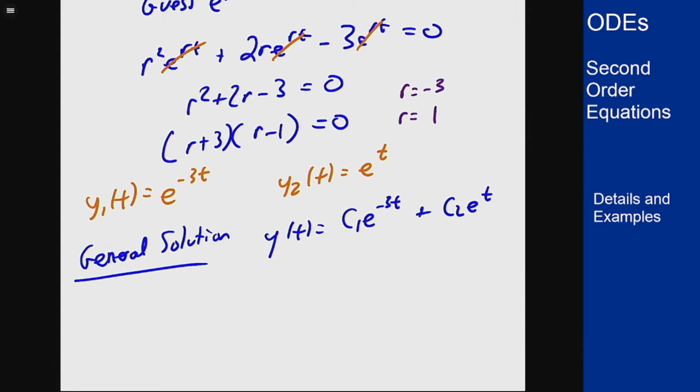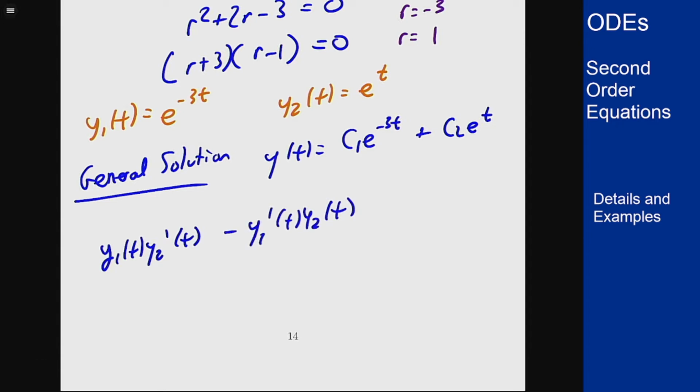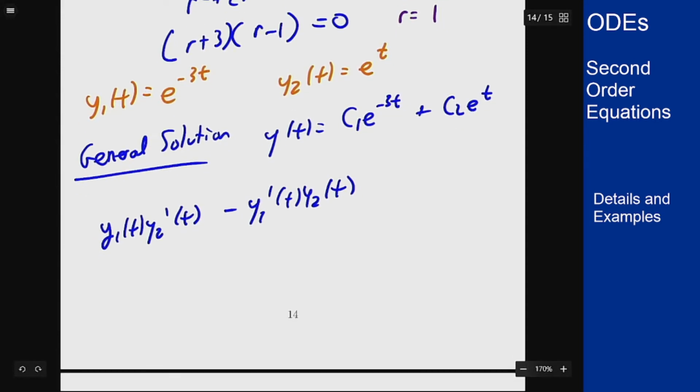Now we have to verify that this is in fact a general solution. How do we do that? Well, we look at the expression y1 of t, y2 prime of t, minus y1 prime of t, y2 of t. And so in this case, let's just plug this in. y1 is e to the minus 3t, y2 prime is e to the t, minus y1 prime is a negative 3 e to the minus 3t, and y2 is e to the t.